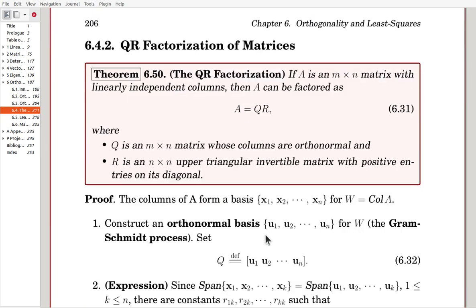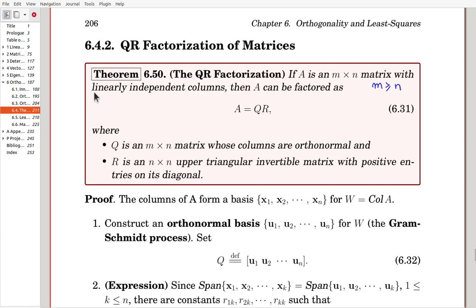QR factorization of matrices. Now we'll deal with A, an m by n matrix, general size of matrix, with linearly independent columns. So practically m must be larger than or equal to n. Once m is smaller than n, you cannot get linearly independent columns, so we implicitly assume that m is larger than or equal to n.